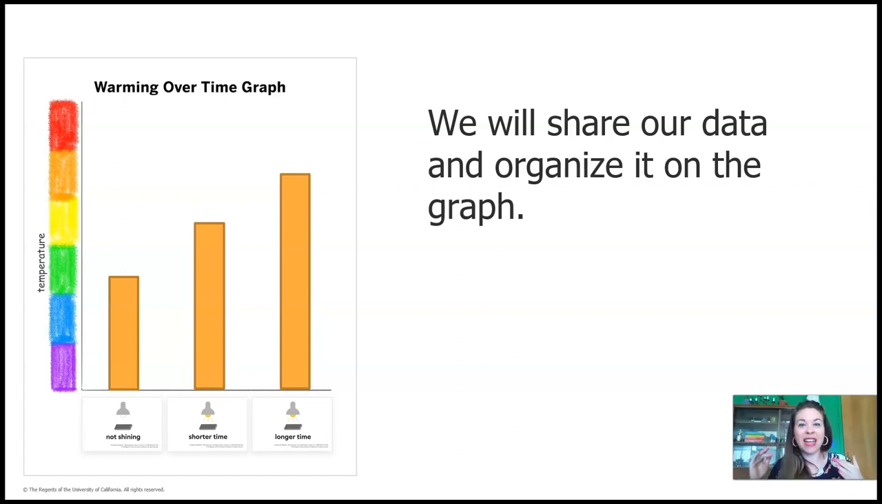Now, what do you notice about the bars on the bar graph? Is the temperature getting higher or is the temperature getting lower? The temperature is getting higher. You can tell because the bars are getting taller and taller and taller. So we're getting a hotter and hotter temperature throughout the day. Awesome job helping me make a graph.